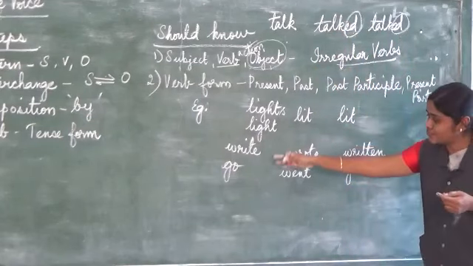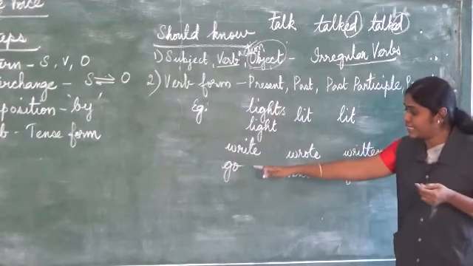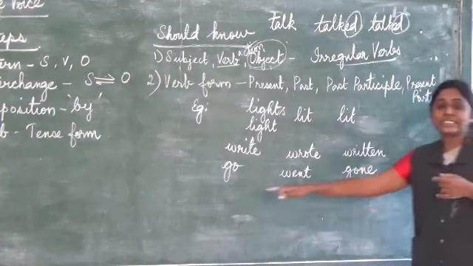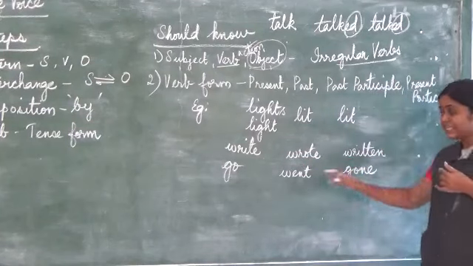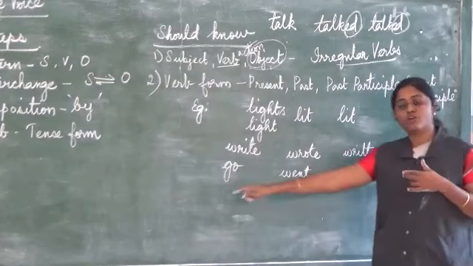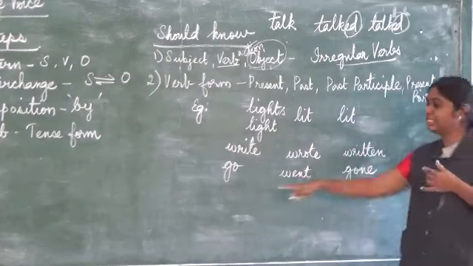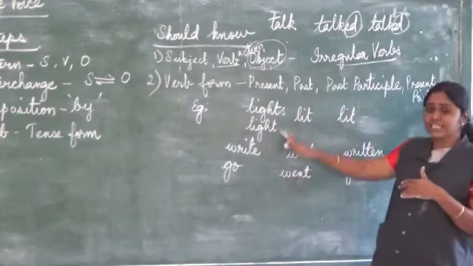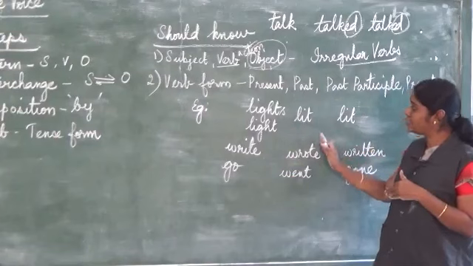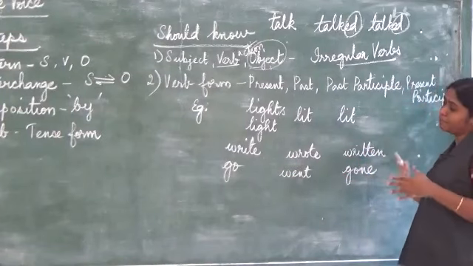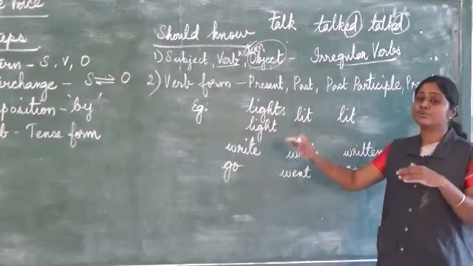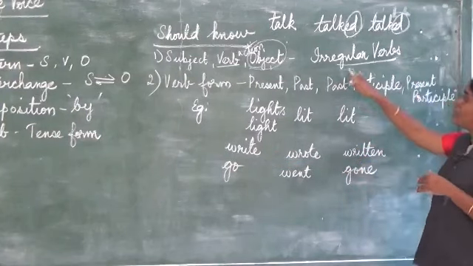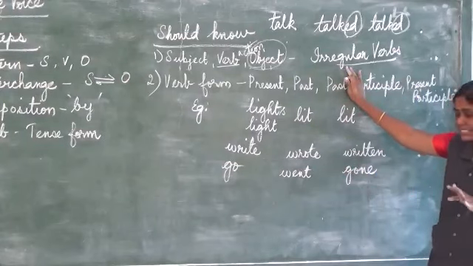But if you see these verbs, like light, write, go, buy. Buy means buy, bought. Teach means taught. Think means thought. Draw, drew, drawn. Drink, drank, drunk. Drive, drove, driven. So all these verbs, their past tense form and past participle form are completely different from their present form. So when a verb has its past form and past participle form entirely different, we call those verbs irregular verbs. Is it clear?